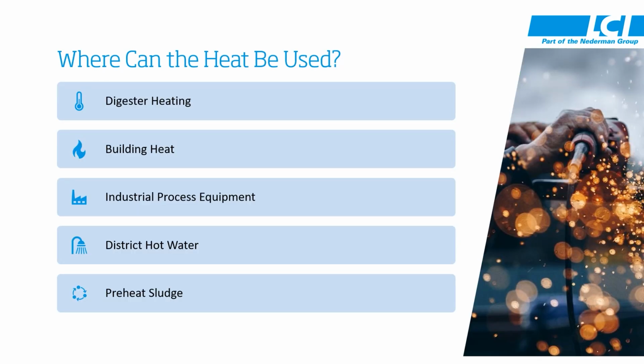So now that we have the recovered heat, where can the heat be used? It can be used for things such as digester heating or building heat at the wastewater plant. It can be used in industrial processes where a lower temperature heat is needed. It can be used for district hot water systems. It can also be used to preheat the sludge before it goes through the process.